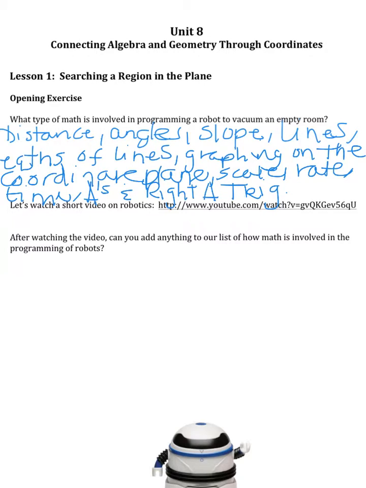So after watching the video, can you add anything to our list of how math is involved in programming of the robots? So hopefully you were able to witness and also determine that in order to program the robots, you have to have them move on lines cutting through these regions, rotating 90 degrees clockwise or counterclockwise about an endpoint.